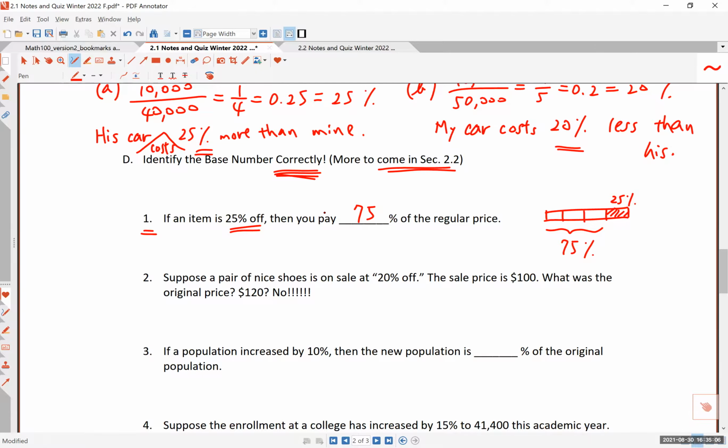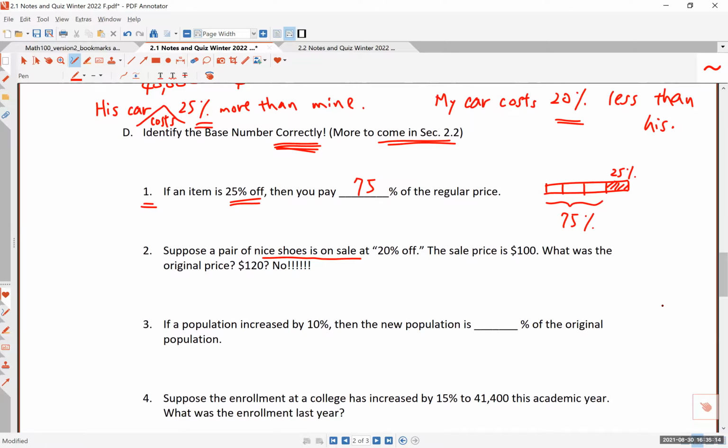Now, why am I saying this? Well, let's look at number 2. Suppose a pair of nice shoes is on sale at 20% off, and the sale price, you can buy this at $100. Now, what is the regular price? Here's what most people do. Most people will just add 20% to $100 and get 120. So you say, well, the original price must have been $120. The answer is that is not the right way to do this.